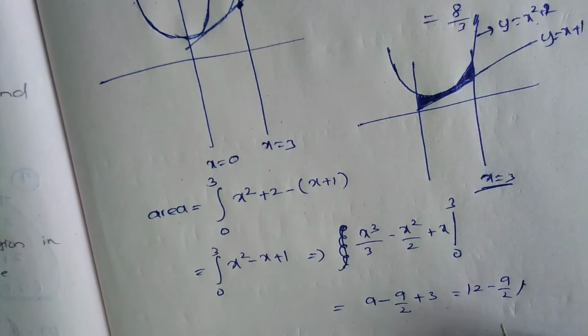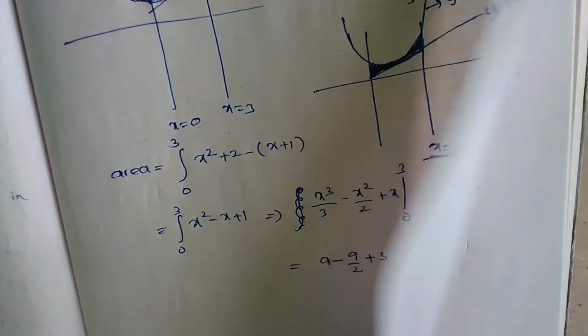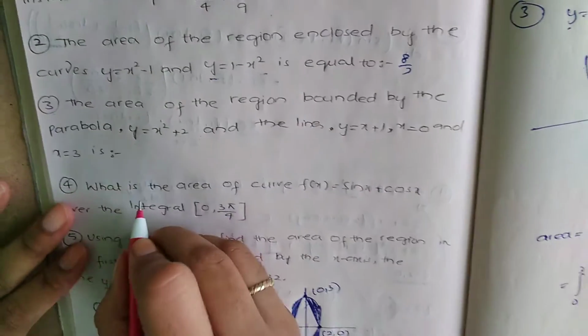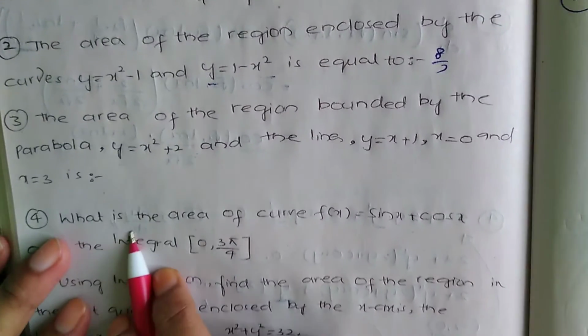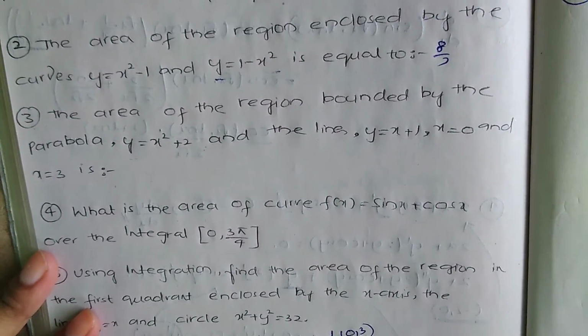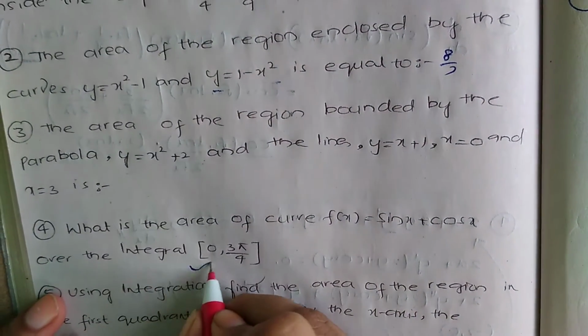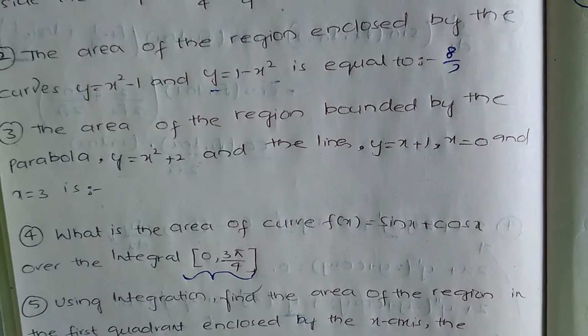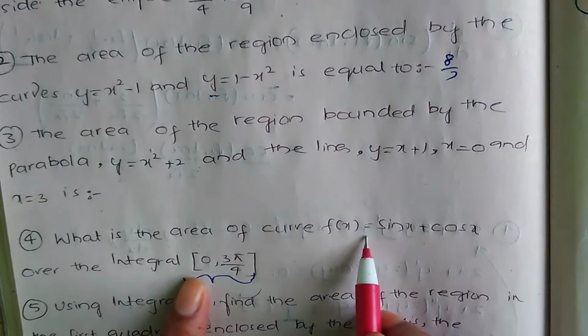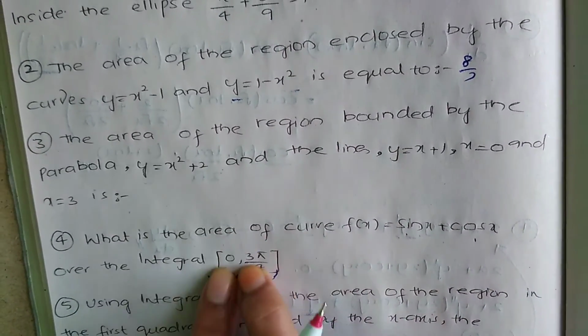Yes, you simplify, you'll get the answer. Now, okay, third question. Sorry, this was the third question, right? Okay, fourth question. What is the area of the curve f of x is equal to sin x plus cos x over the integral, this one? You have to find the graph of sin x plus cos x in the integral, this one.